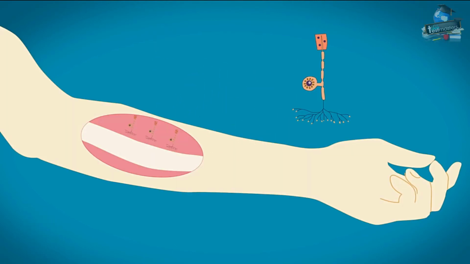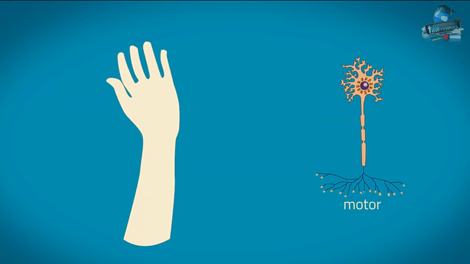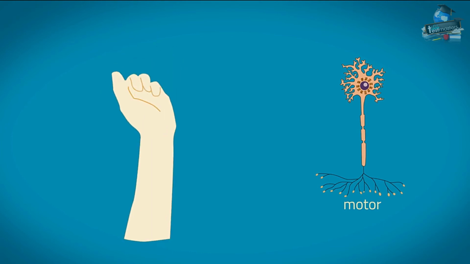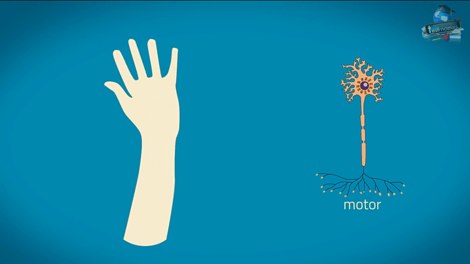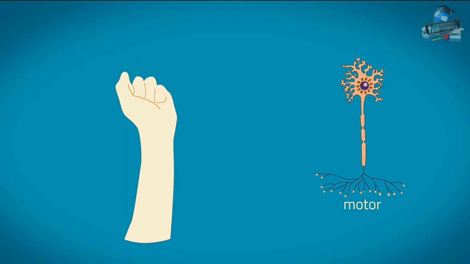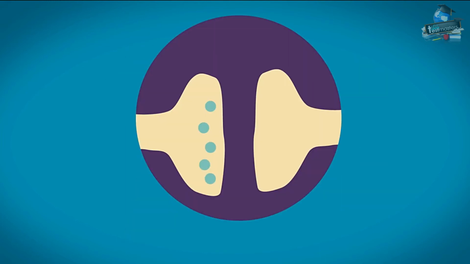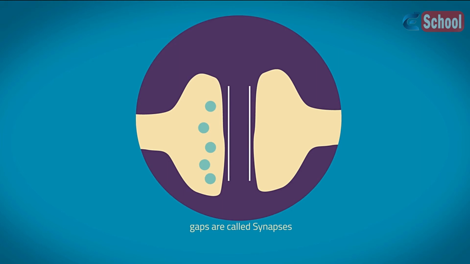Because the sensory neurons are the ones that detect the stimulus, they have receptors at the end of their fibers, whereas because motor neurons trigger the reaction, they have motor end plates which cause muscle fibers to contract or glands to secrete hormones. The relay neurons make connections with other neurons across gaps that are called synapses. So let's have a look at how synapses work.